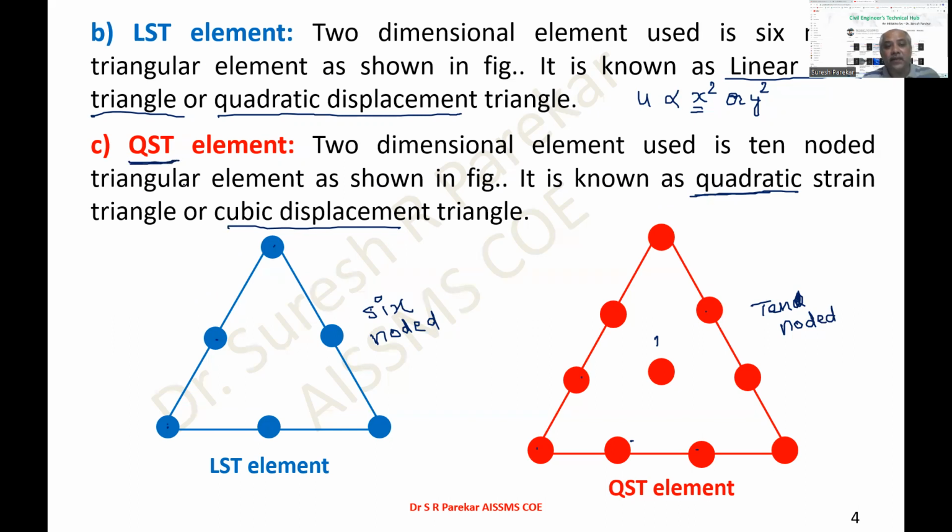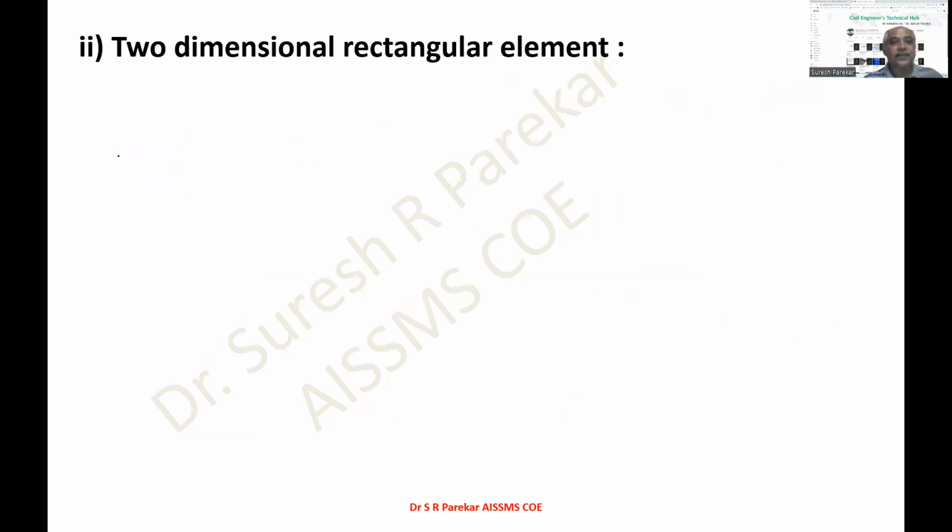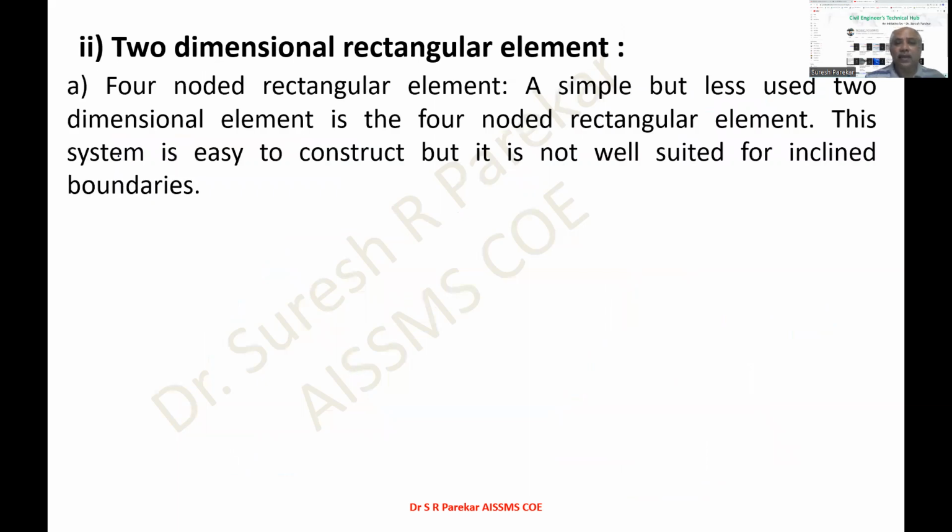So as the polynomial function of strain increases, the element name also changes. So we can have constant strain, linear, then quadratic, then you can have cubic. Likewise, this will increase. Then we have rectangular elements.